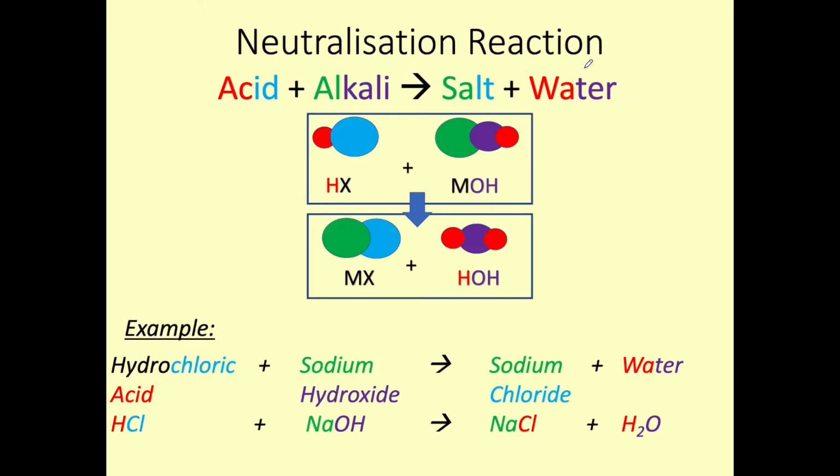So this is an example of a neutralisation reaction. So hydrochloric acid plus sodium hydroxide forms sodium chloride and water. So we're just going to take a quick look at how we get to the name of sodium chloride, but it might already be clear from the colour coding of this diagram.